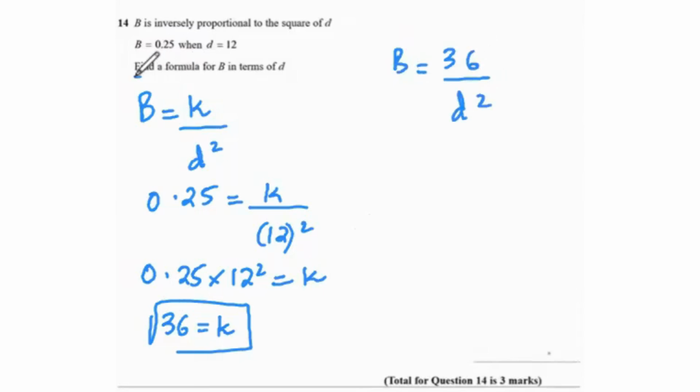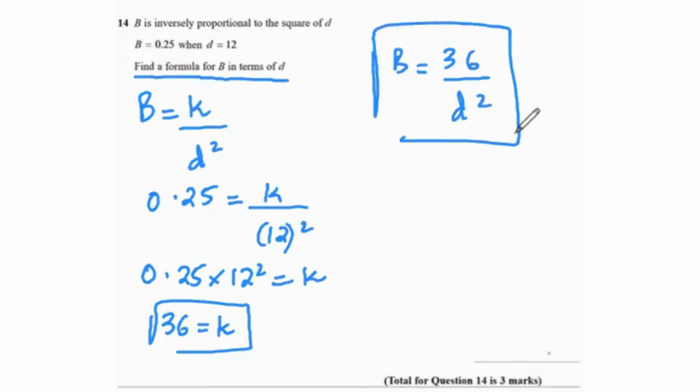In this question, they're only asking us to find a formula for b in terms of d. So this is your final answer. They haven't given us another value set, so we don't need to find b when d is something. We just stop at the formula. And for the formula, you need to find the value of k. You cannot give the formula in terms of k. They will not give you full marks for that.